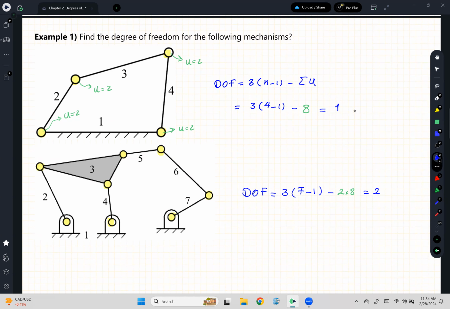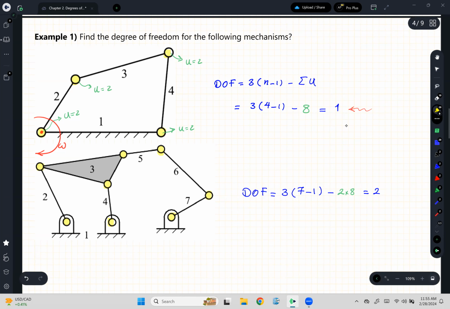Make sure that we understand the meaning of these numbers. These numbers are important for later, when we want to design this mechanism, when we want to analyze this mechanism. For now, we'll just get the numbers. Whenever we say the degrees of freedom is 1, it means this mechanism just needs one motor to turn it into a machine. If I attach one motor to link 2, and then I let it rotate with omega, then we say this is a machine that works perfectly with no problem. So degrees of freedom 1 means I just need one input.